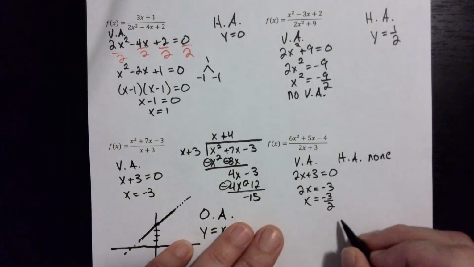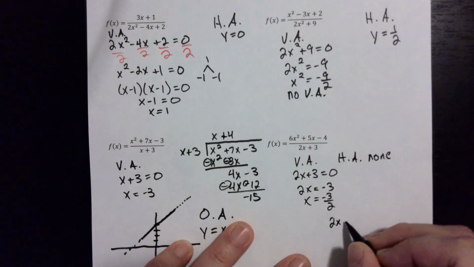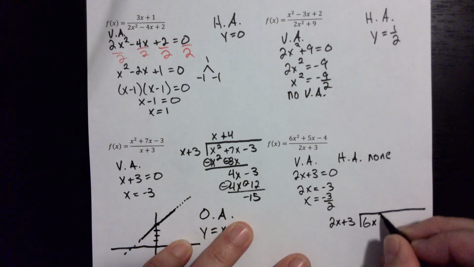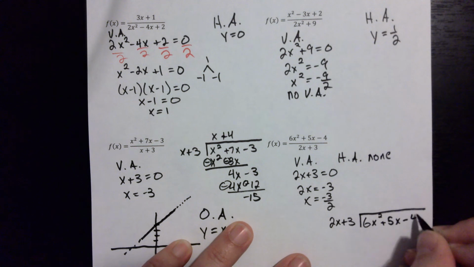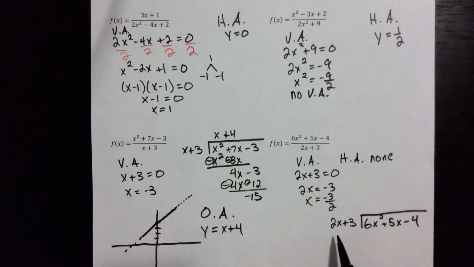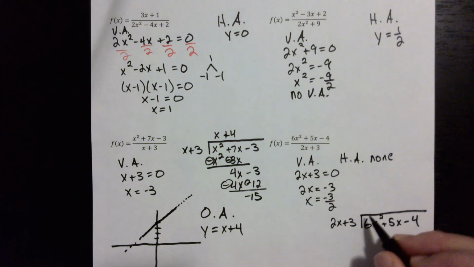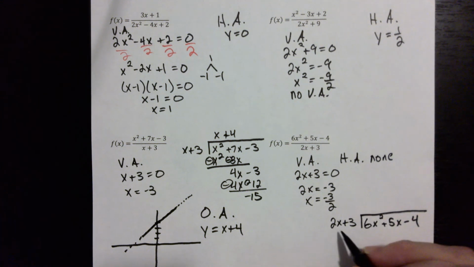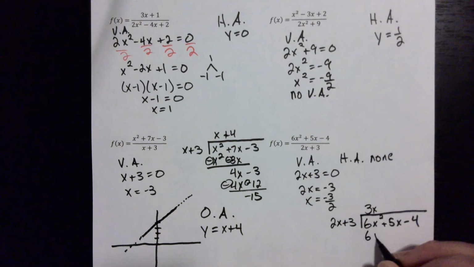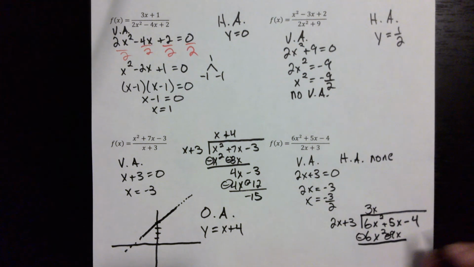So I'm going to use long division again. So I'm going to divide 2x plus 3 into 6x squared plus 5x minus 4. Okay, so as I multiply this, what do I need to multiply to get 6x if I have a 2x? So that's going to be 3x. 3x times 2x gives 6x squared. So 6x squared, and 3x times 3 is 9x. Subtract and subtract. Okay, and let's see, this one goes away.